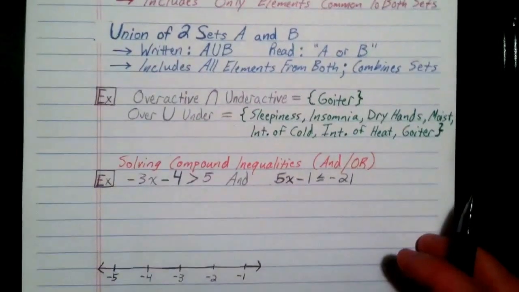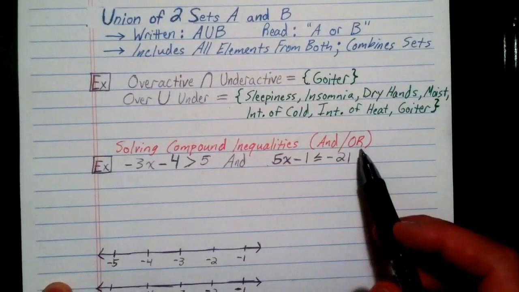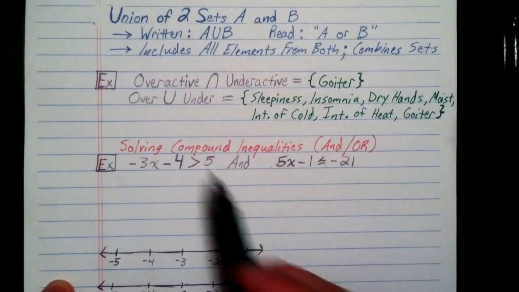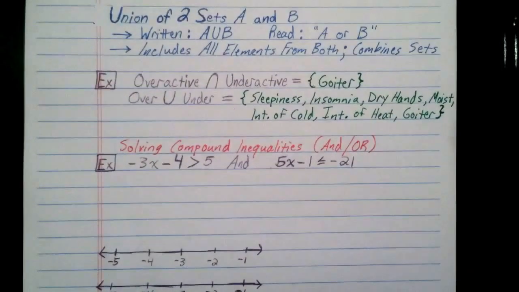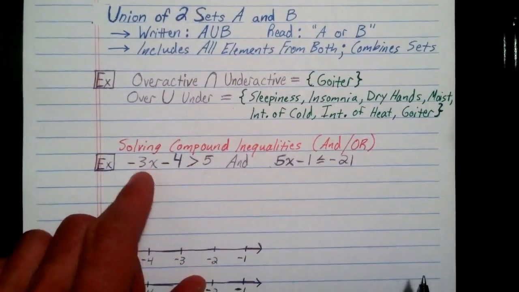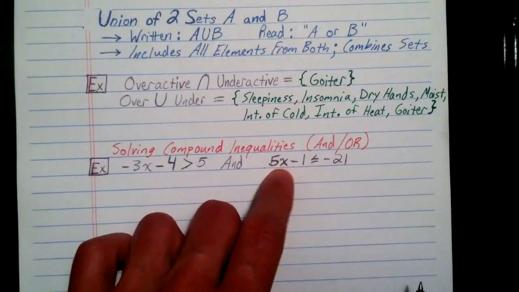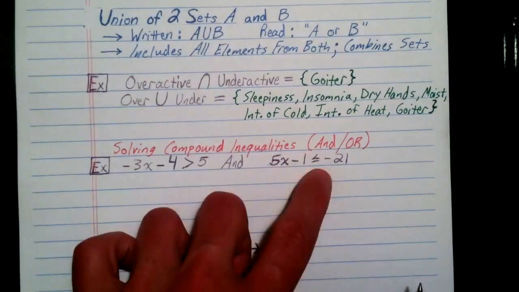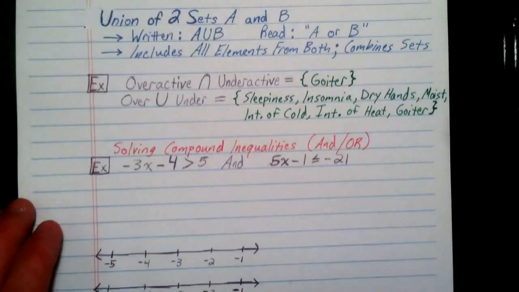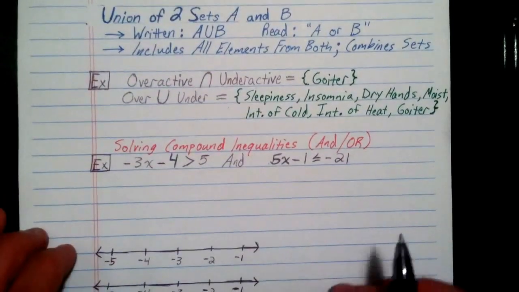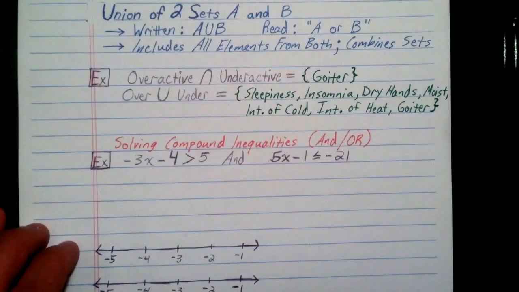How we're going to apply this to math is by solving compound inequalities, either an AND situation or an OR situation. So in our first example, we have two inequalities written, and we have an AND situation. What this is really asking is, for what x values could we plug in so that we get something greater than 5 in the first inequality, and if we plug it in for x in this other inequality, we get something less than or equal to negative 21.